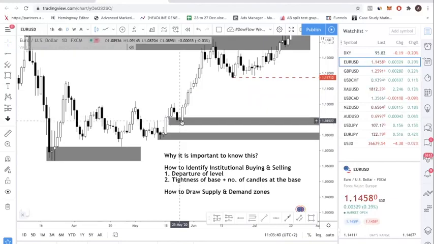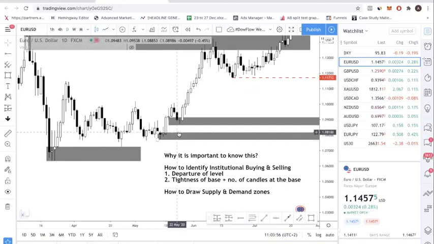Okay, so what does it mean when a zone does not have a lot of candles? That means that price didn't have a huge spike there. That means price just dropped to the level and it just started rallying, and that is a very strong sign that there's institutional buyers or sellers at that level.